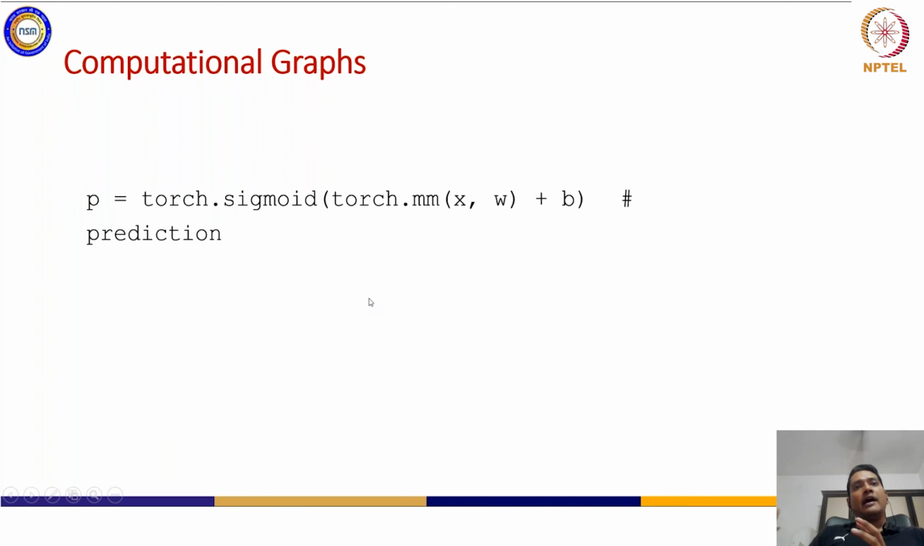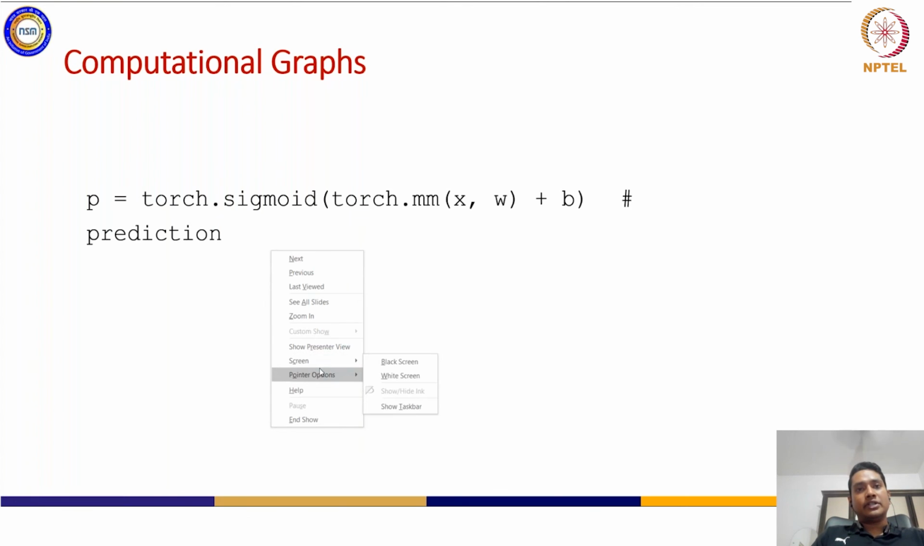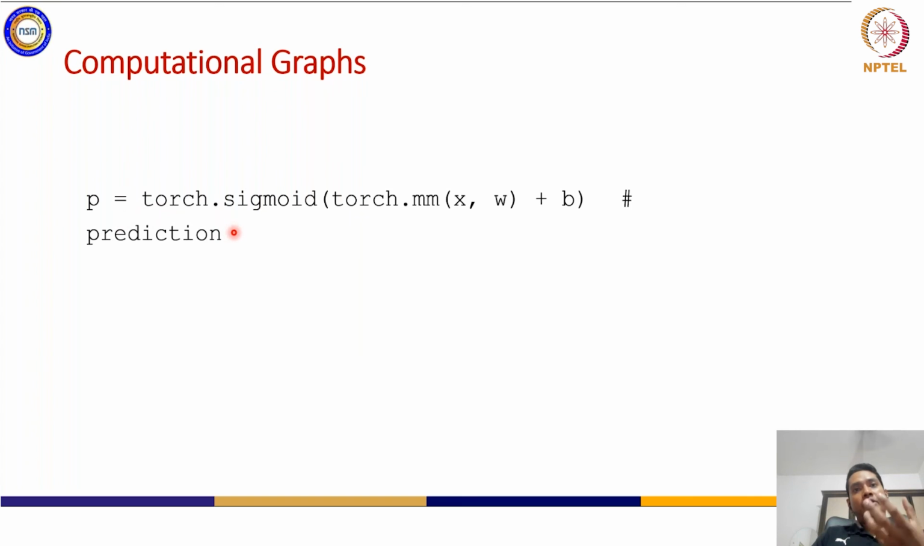So once we have the computational graph defined, P is the prediction of the output. As you can see, X into W, we are doing matrix multiplication plus B. So this is the linear operation that we are doing, and then we are applying the sigmoid function. The sigmoid function is essentially the nonlinear function you want to apply onto the output of the linear function, and then you use this prediction for computing your loss, right?